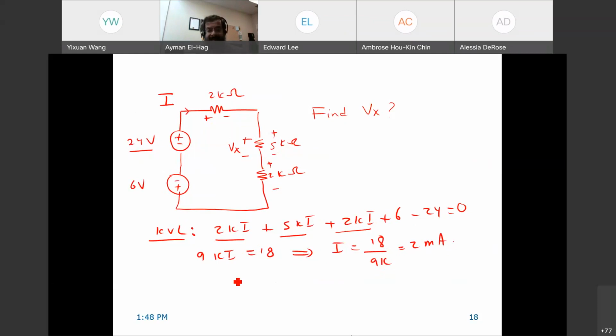Now, what is Vx? Vx is 5K times 2 milliamps. The milli will cancel with the K, so this is equal to 10 volt, as Tia said.